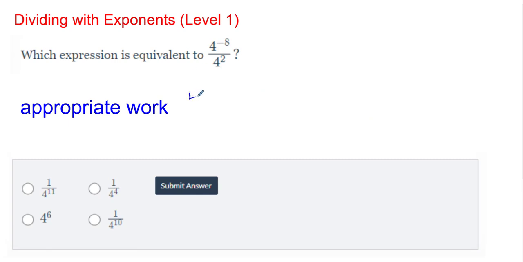All right, original problem. So 4 to the power of negative 8 divided by 4 to the power of 2. When we have the same base and we're dividing, we will subtract the exponents. So I write the numerator, which is 4 to the power of negative 8, and then subtract, and the number that I'm subtracting from the bottom is a 2. So it's really 4 to the power of negative 8 minus 2. So I write my base of 4, and then negative 8 minus 2 is negative 10.